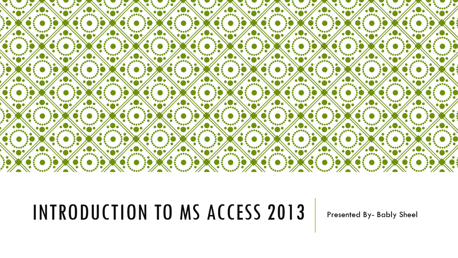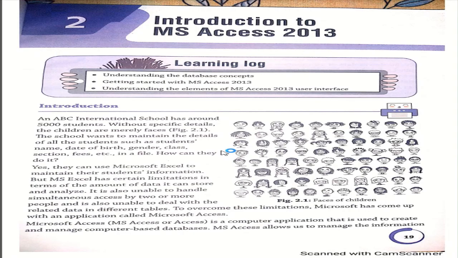Today we'll start a new chapter, that is chapter number 2, Introduction to MS Access 2013. In this chapter we'll see, if you want to maintain the details of all the students, such as the student name, date of birth, gender, class, section, fees, etc. in one file, then how can you do? Yes, we can use Microsoft Excel to maintain the students' information, right?